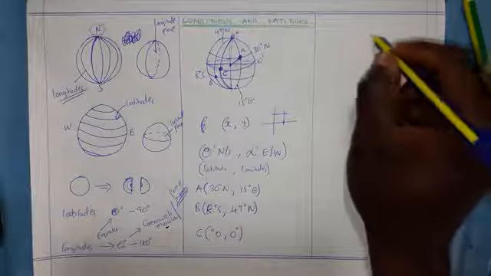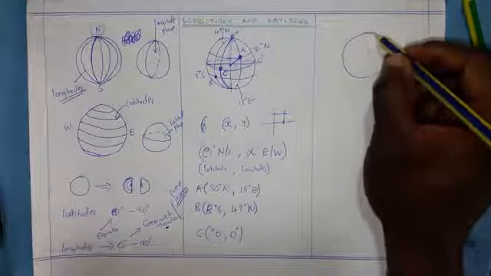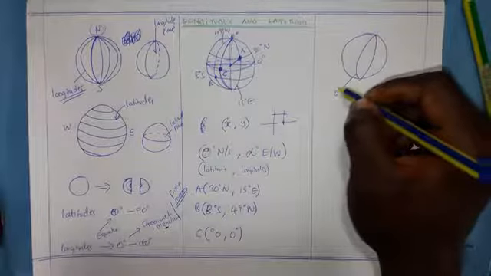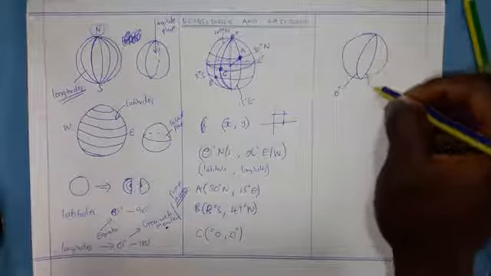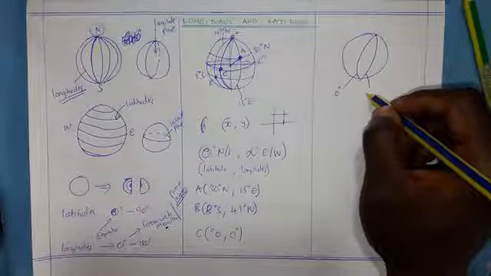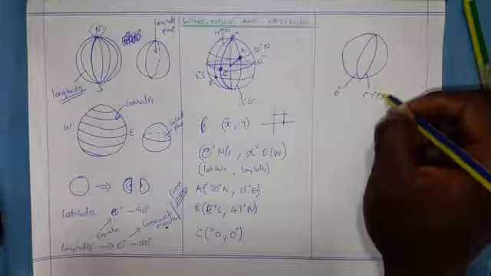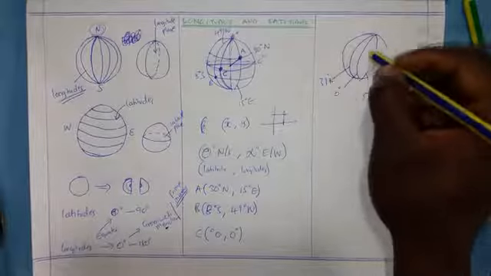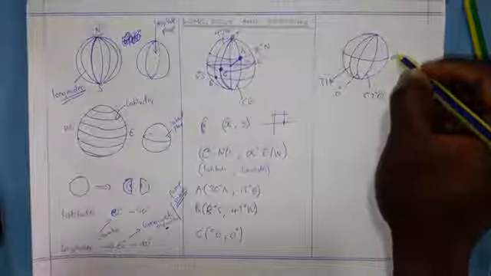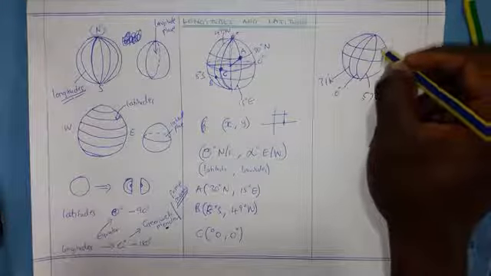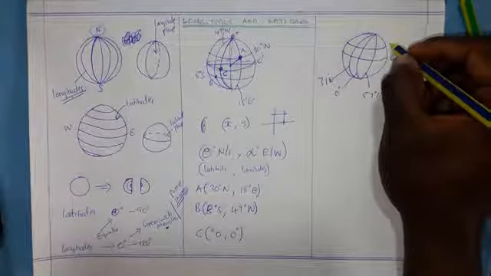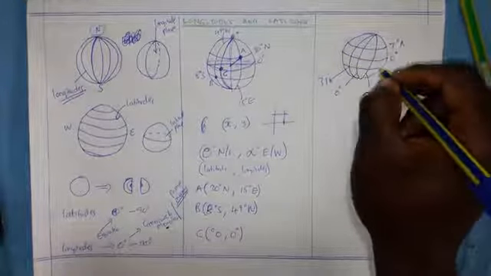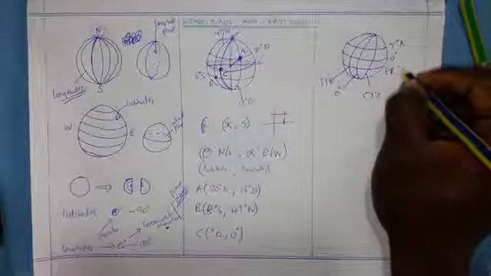I want you to try this. If I have the Earth, this is 0 degrees, assuming that this one is 57 degrees to the east, and this one here is 31 degrees to the west. I have my latitude equator. This one here is, let me say, 7 degrees to the north. This one here is 86 degrees to the south.